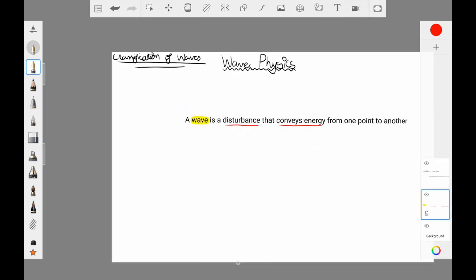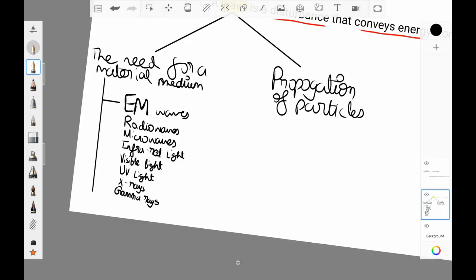Those are the two main things you need to take into account. Now let's look at the classification of waves, and there are actually two ways through which you can classify waves, those being the need for a material medium and the propagation of particles. Those are the two main ways of classifying waves. So the need for a material medium refers to whether or not the wave needs the material medium to convey energy. So under this, we have two types of waves.